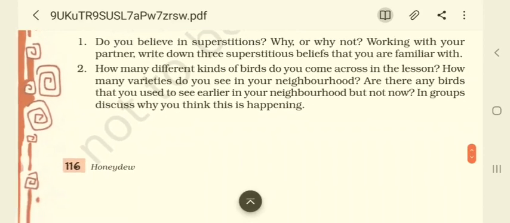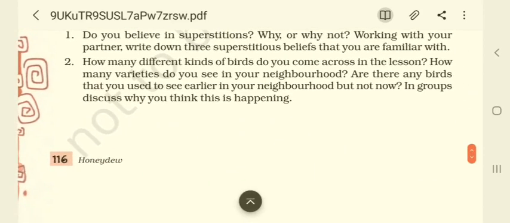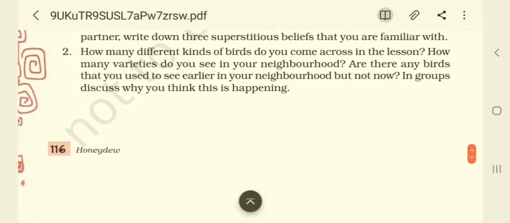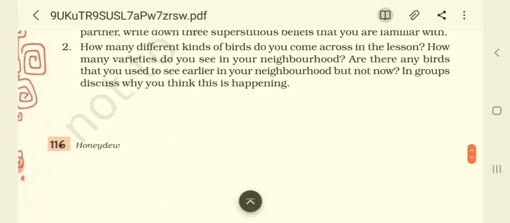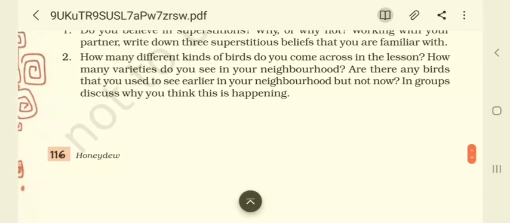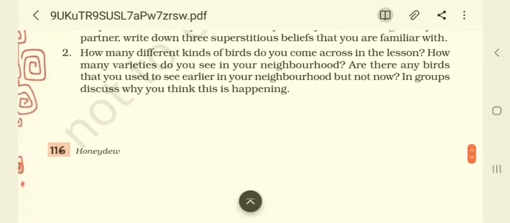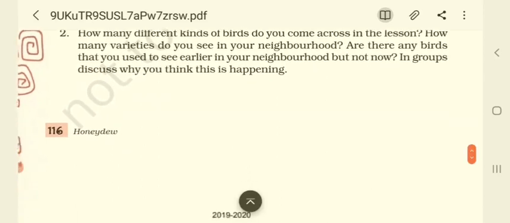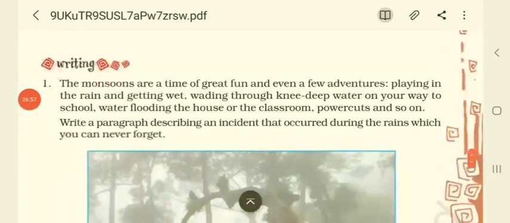Now, how many different kinds of birds do you come across in the lesson? There are 2, 3, isn't it? How many varieties do you see in your neighborhood? I don't think in cities we hardly see any, right? So are there any birds that you used to see earlier in the neighborhood but not now? Yeah, there are plenty. So after this we have a writing section.